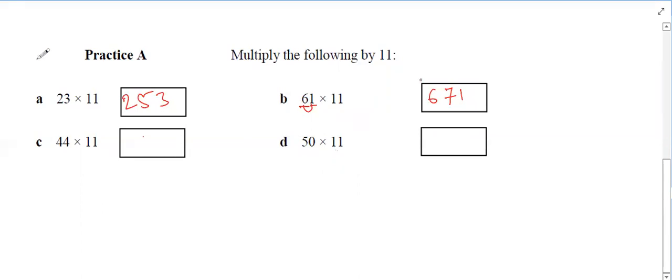Sharanya, C1. Yes, sir. 4. Then double 4, 4 plus 4 is 8. Then again 4, the last is 4. Correct. And D, Shravani. Yes, sir. D1. 5. 5 plus 0 is 5 and then 0, and then the last digit 0. Suppose if you see this question, 5 11s, sir. 55 and 0, and then 0.